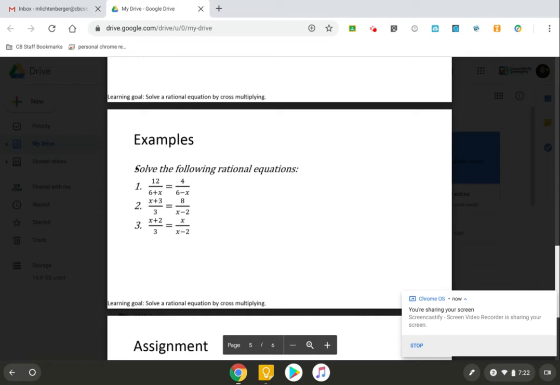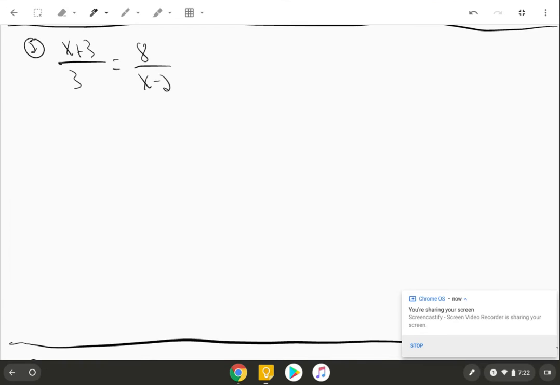All right, so let's do example number 2 now. Example number 2 is right here. This one is interesting because when I cross multiply, particularly across this one diagonal here, I'm going to have x plus 3 times x minus 2.